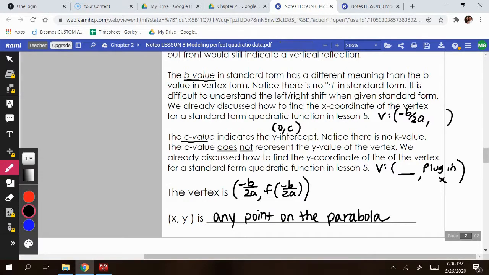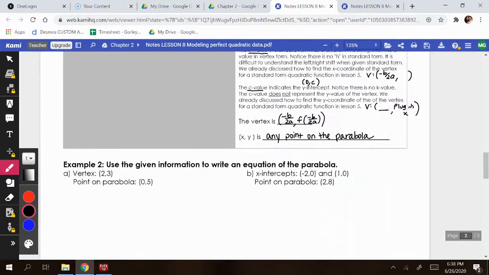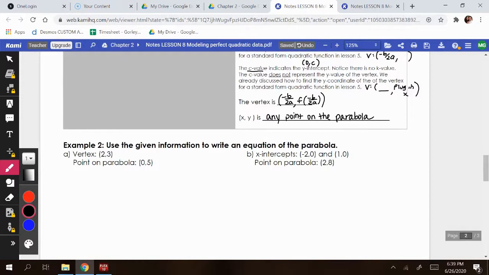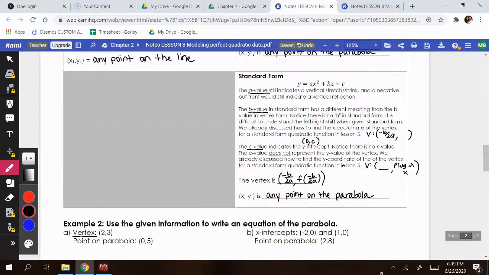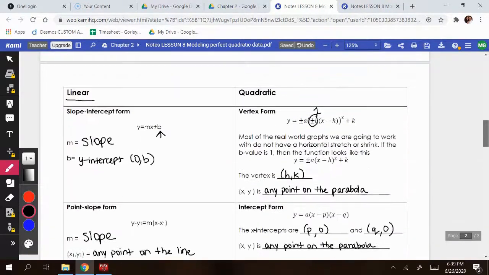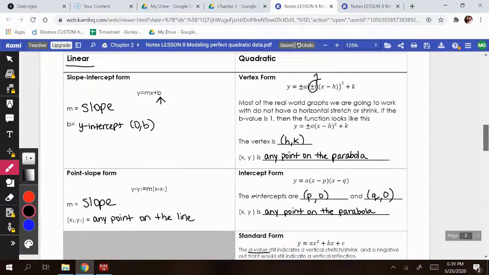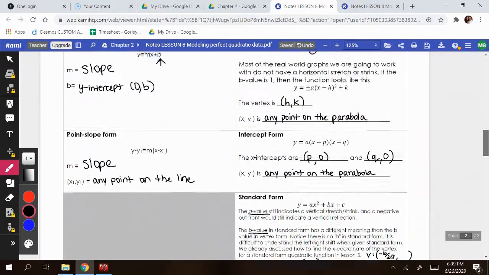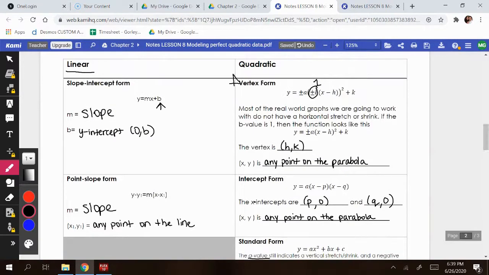All right, now that we've reviewed that, let's go ahead and go to example 2. We worked on this last note lesson. It said use the given information to write the equation of the parabola. So in the first example, part A, we see that we're given the vertex. So which form would we use to help us write the equation? Would I use vertex form, intercept form, or standard form? Well, if I'm given the vertex, I'm going to use vertex form.